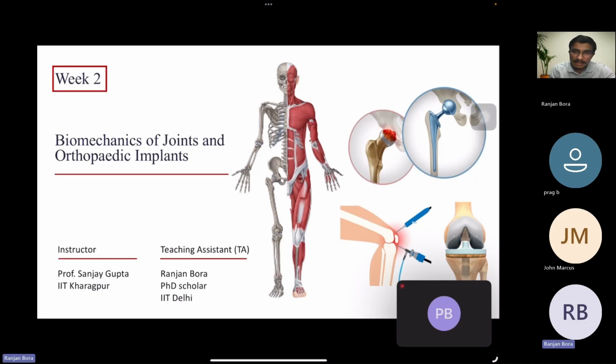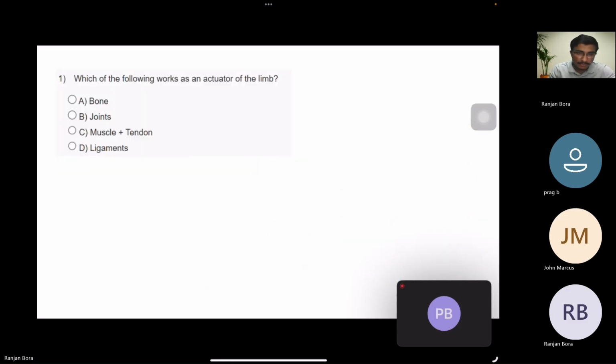So we'll start now. I think you all have submitted the week 1 assignment. So first I will solve that assignment. You can type or unmute yourself and say the answer for the assignment from week 1. And I'm going to also explain why this option is correct.